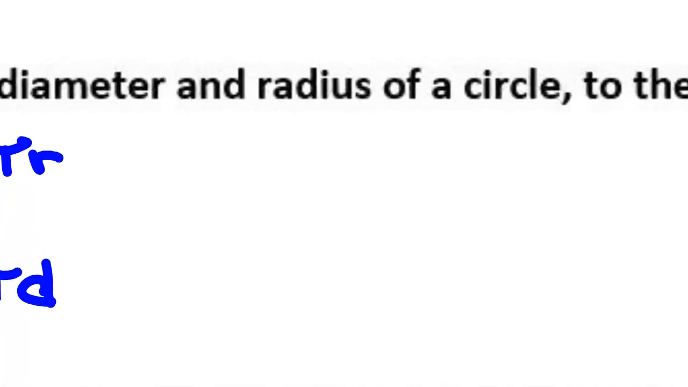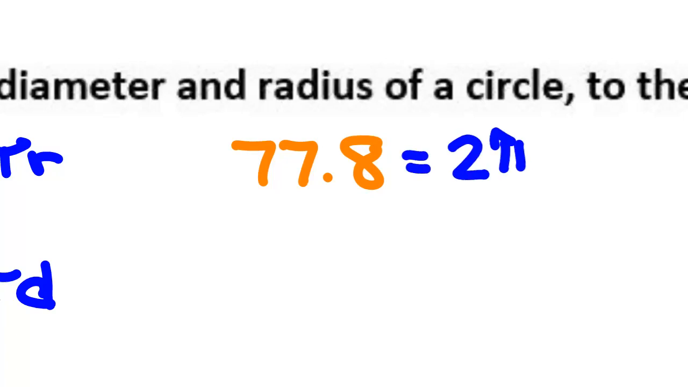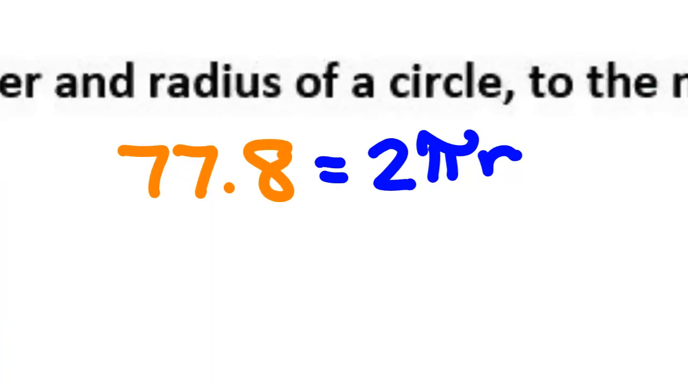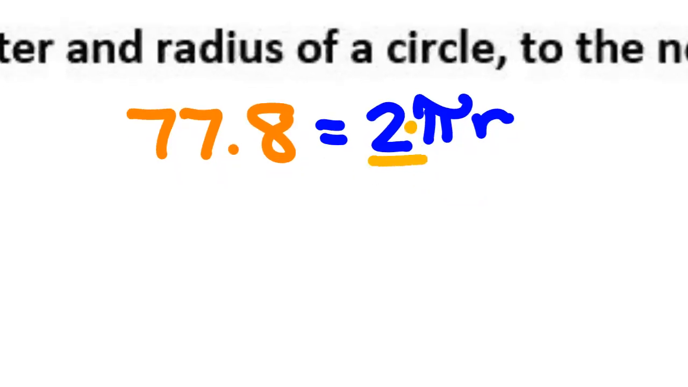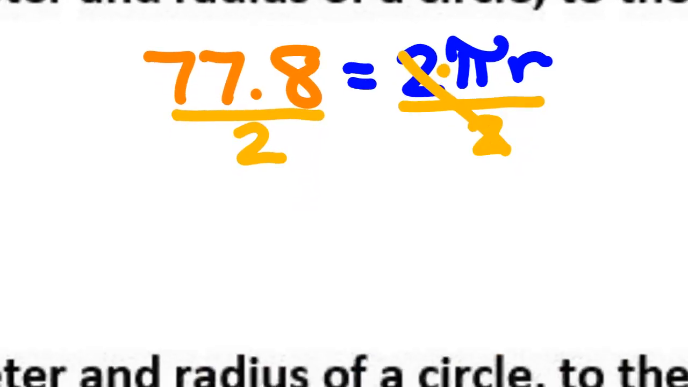All right, so we have our circumference, which is 77.8. So 77.8 equals 2 pi r. What is the operation that's happening between the 2 and the pi? Multiplication. So to get rid of that, I'm going to use division. We're going to divide both sides by 2. What is 77.8 divided by 2?